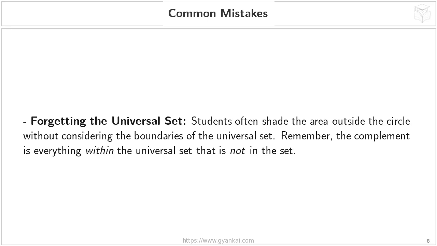Common mistakes. First, a very frequent error is forgetting the universal set. What happens is, students get focused on just shading the area outside the circle representing a set, but they don't remember to keep that shading within the rectangle that represents the entire universal set. Remember, when we talk about the complement of a set, we're not talking about everything in existence, we're talking about everything within our defined universal set that isn't in the specific set we're looking at. So always make sure your shading stays inside that rectangle.